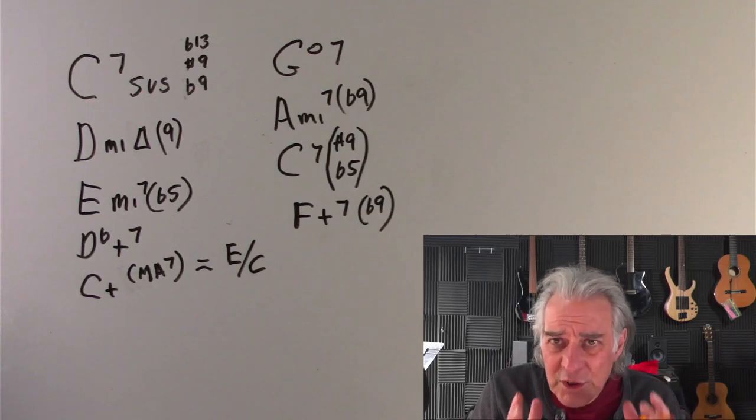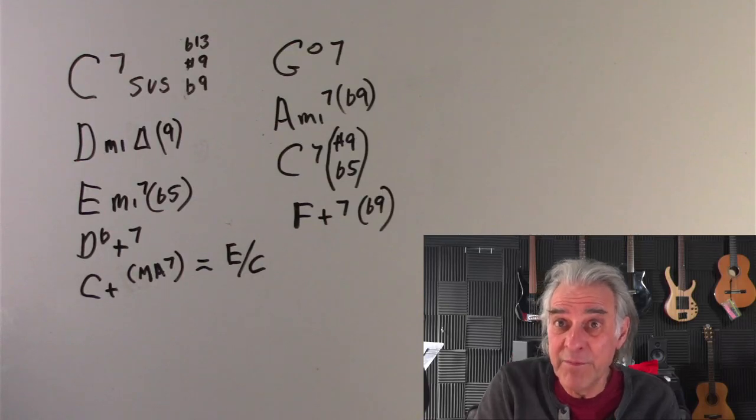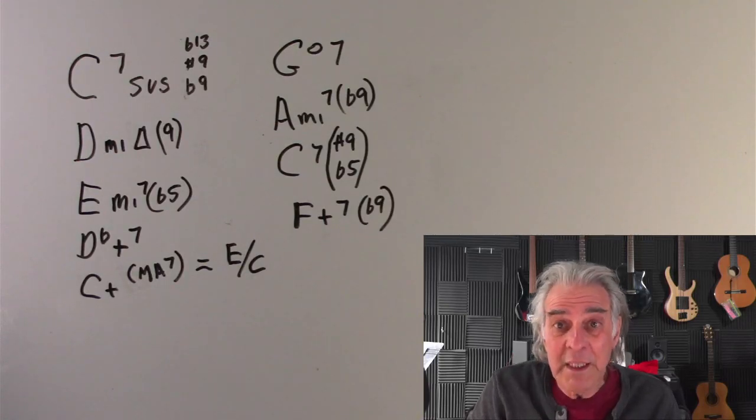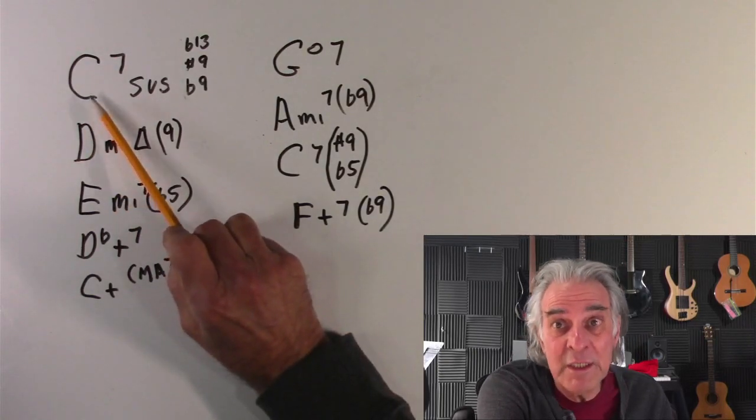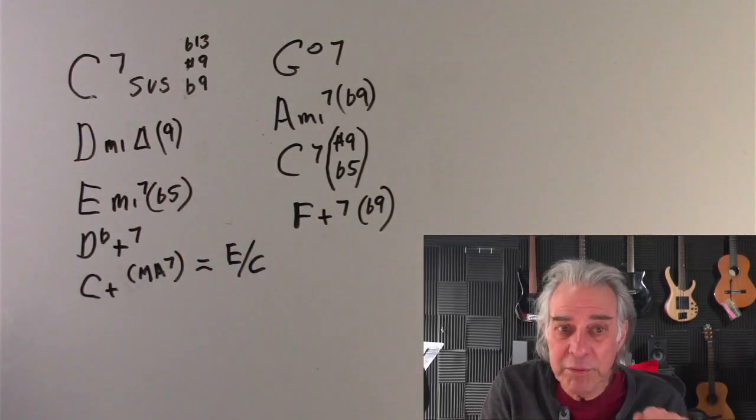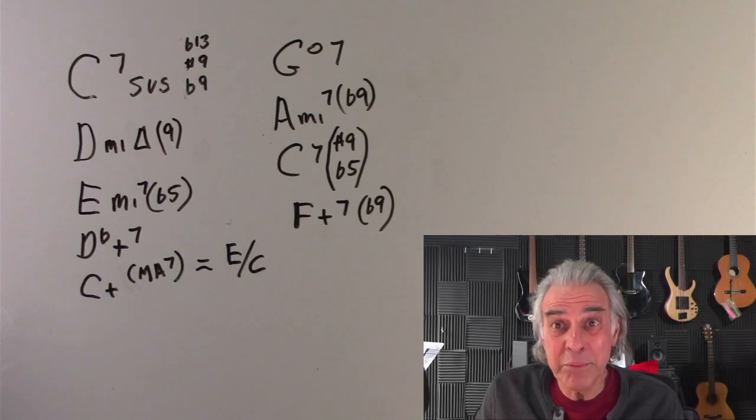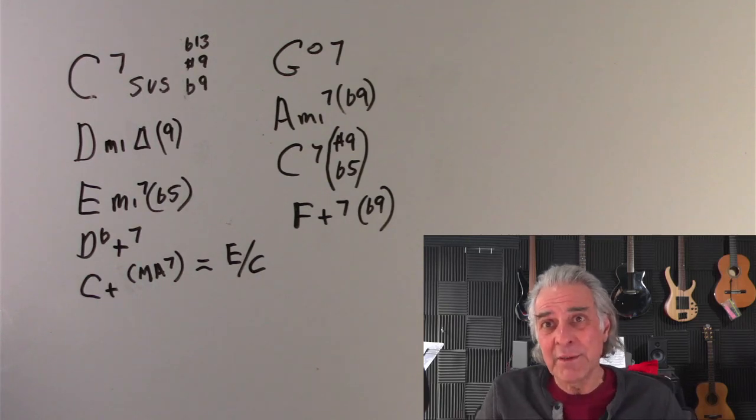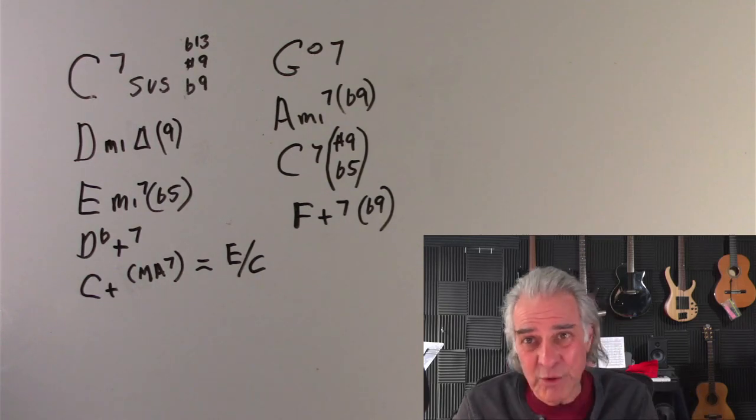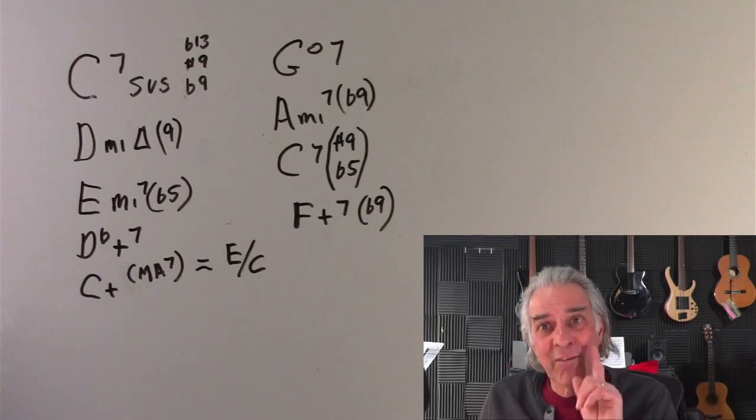Now, how you interpret this is you start from the very beginning, and that will be the root, a C. You know you can play a C note. So we know we can play a C on the C7 sus, flat 9, sharp 9, and flat 13. One note is not enough. Let's add a note. So let's try and add a fifth.